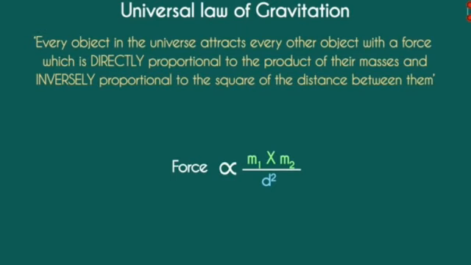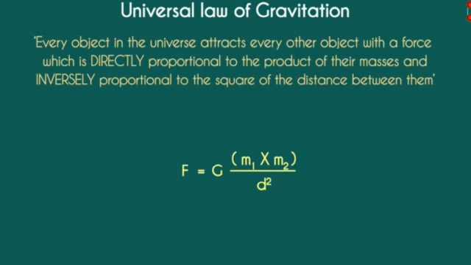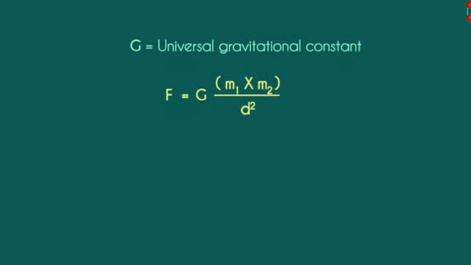So, by removing the proportionality sign, you will get F is equal to G m1 m2 by d square, where G is called the gravitational constant, the universal gravitational constant. So, we can write G as F d square by m1 into m2 by rearranging the formula.